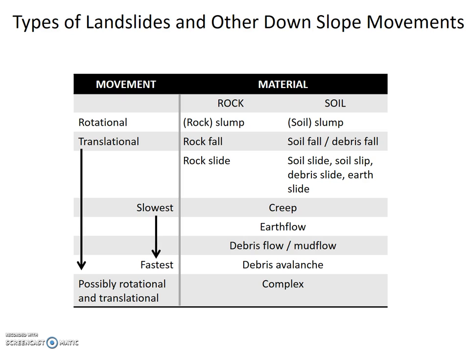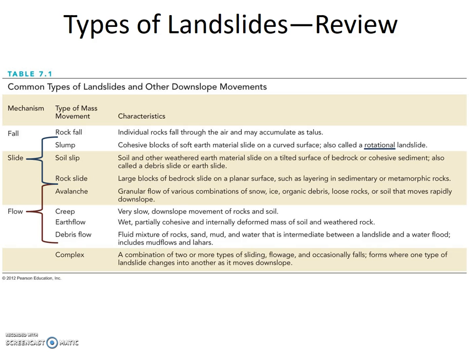So in summary, here's our types of mass movement that we went over. Here's another summary. This one is from an old version of the book. The new version is corrected. Take a moment to review the different types of landslides and other downslope movements. I think the labeling makes sense, but it may take a bit of a review to make it make sense to you.